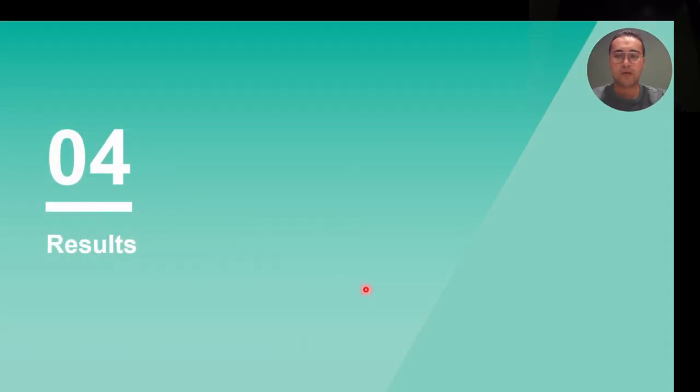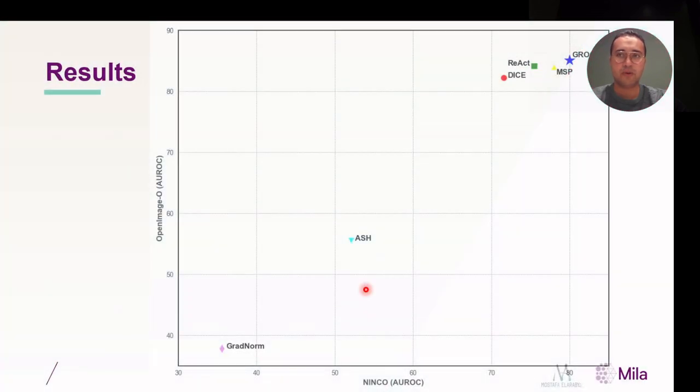Now let's talk about the main results of the paper. So GROOD was able to achieve decent results. In this plot, we are trying to show the difference between NINCO, which is near OOD data for the ImageNet dataset, and OpenImage, which is for far OOD. And on both benchmarks, GROOD was able to achieve decent results compared to existing methods.